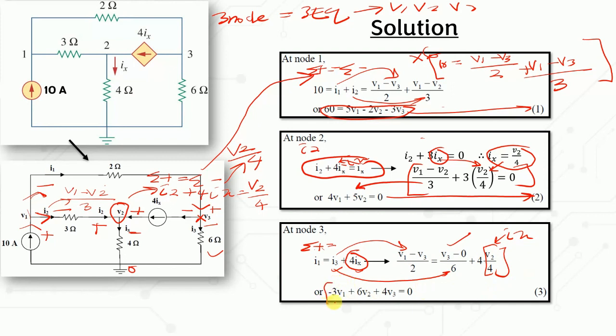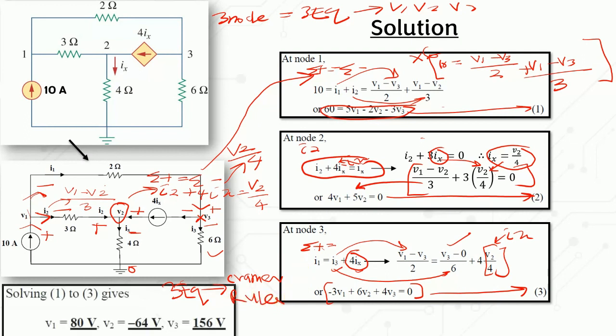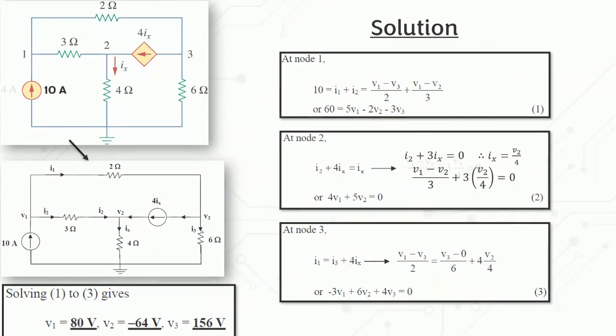When you simplify, you have this, and then you name it equation 3. As I said before, if you have 3 equations, it's easy to solve for V1, V2, V3 using Cramer's rule from the matrix. Okay, so this is the answer for V1, V2 and V3.